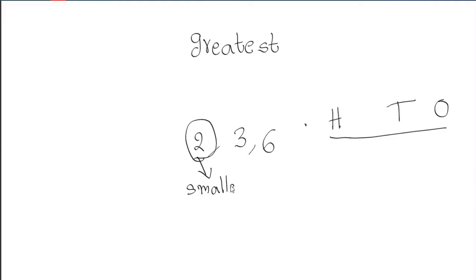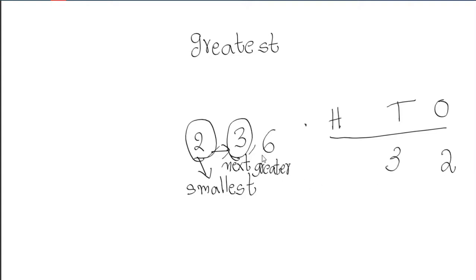So you have to place the smallest digit at the ones place. You have to place the 2 at the ones place. Now what is the next greater number compared to 2? 6 is the greatest, but the next greater number is 3. 3 is bigger than 2, but it is smaller than 6. So you write the next greater number in the tens place.